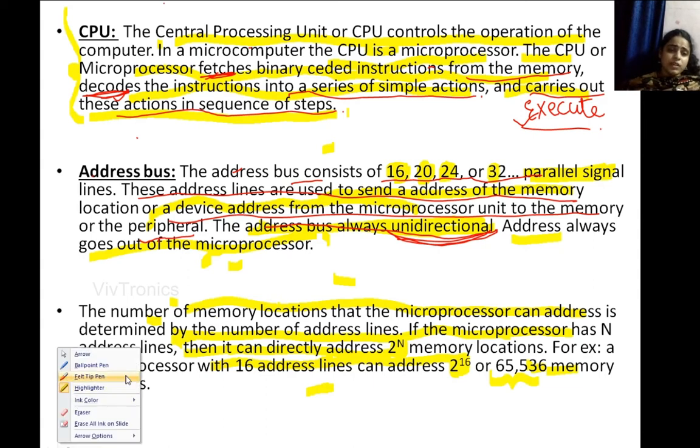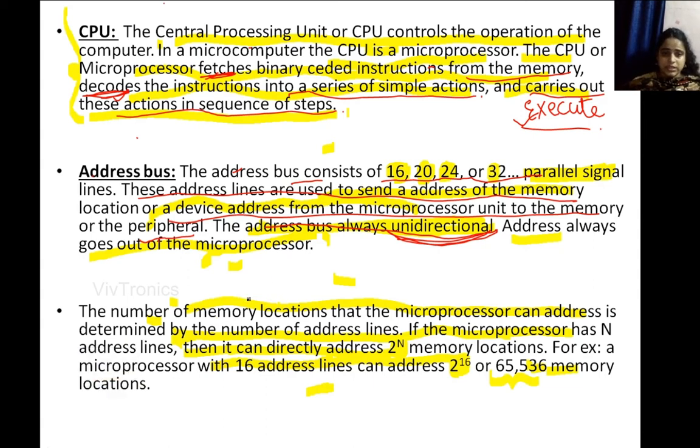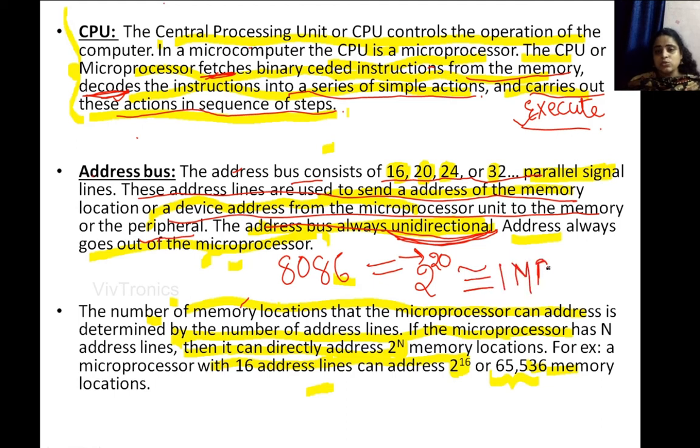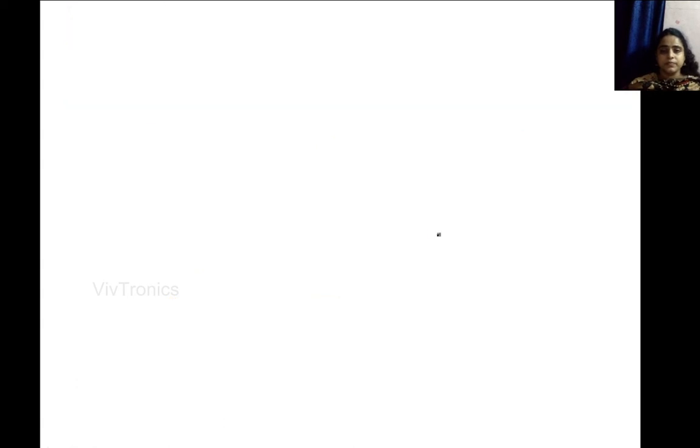Okay, so for our 8086, let me write here: the address bus length is 20, so the total memory of 8086 is 2 power 20. It is approximately equal to 1 megabyte of memory. So the address bus width of 8086 is 20 lines.